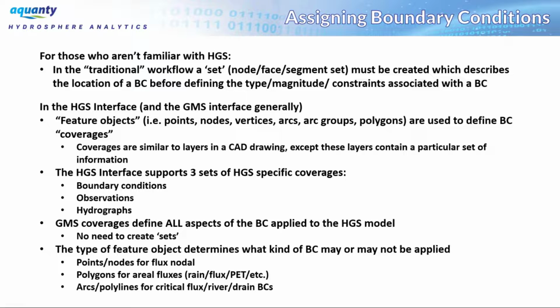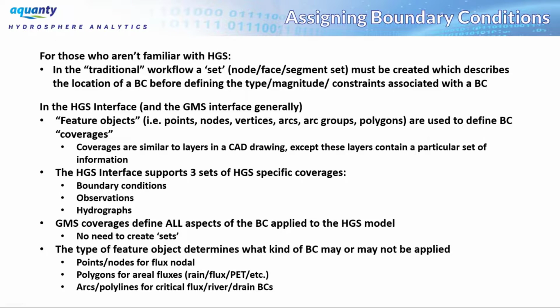They're GIS-based objects or CAD layers, but these layers will contain a particular set of information related to our boundary condition. So there are several different types of coverages that are supported in the HGS interface, including boundary conditions, observations, and hydrographs. But these coverages basically define all aspects of our boundary conditions for a HydroGeoSphere model. There's no need for you to create a set beforehand. It all happens automatically. And what's really nice is that the type of feature object that you're working with determines what kind of boundary condition may or may not be applied.